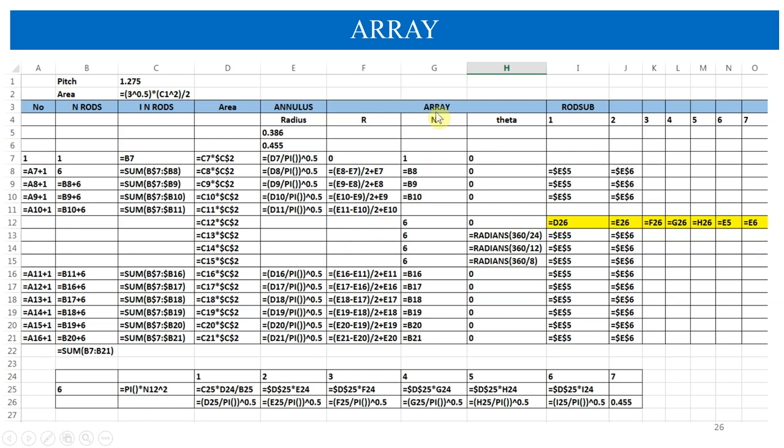Each array will have different subrods, because for each array I have subrods. So if I divide one of the arrays with angles, I have to define subrods for each angle. Defining subrods with different angles could allow me to change the material composition from one region to another region.